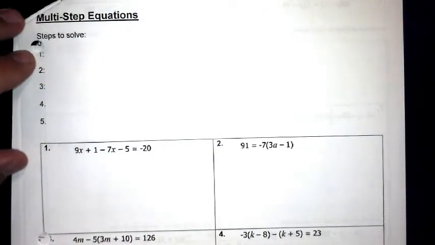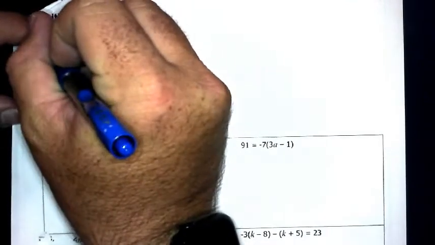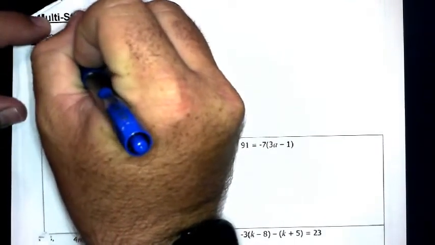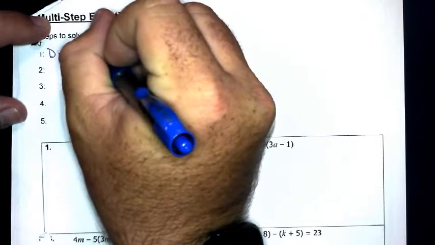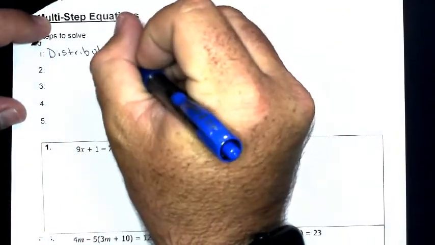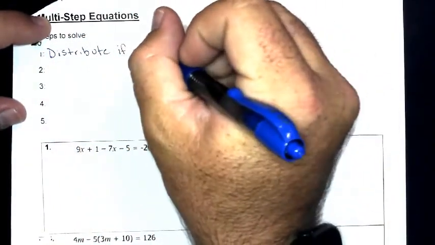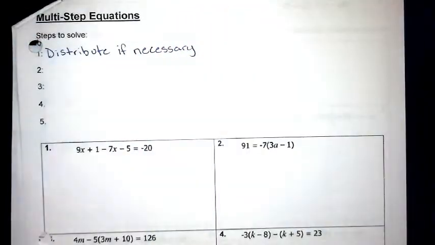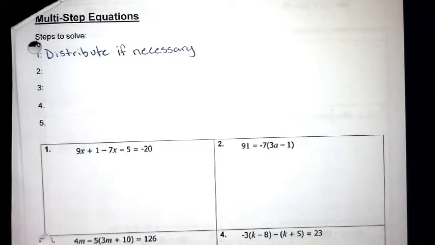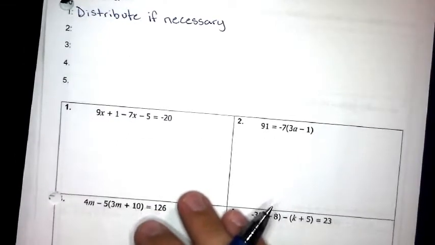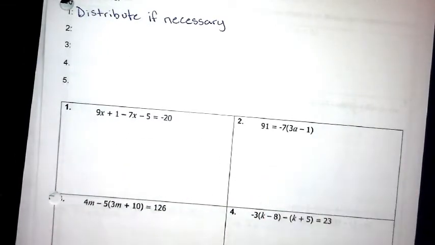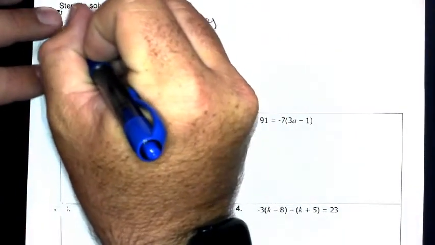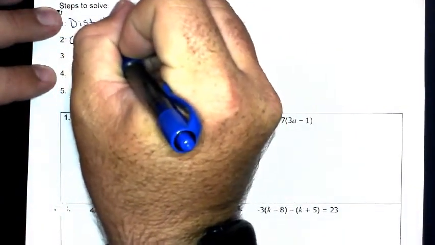Step number 1 is a very simple thing. If you see parentheses, you need to distribute. So distribute if necessary. This is going to test my spelling skills. There it is. Distribute if necessary. After you distribute to get rid of your parentheses, you then want to see, can I combine like terms?